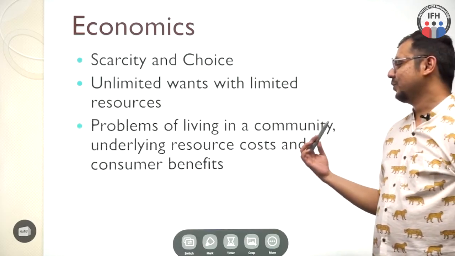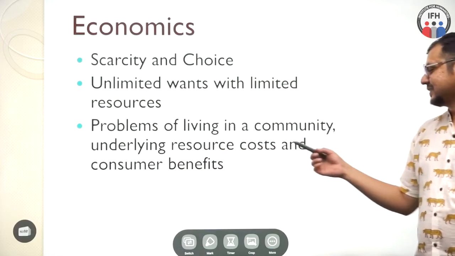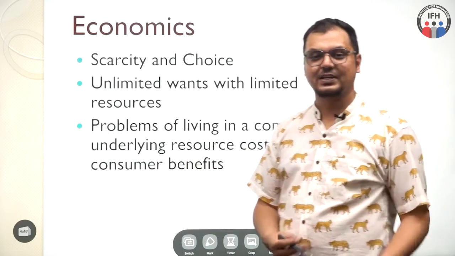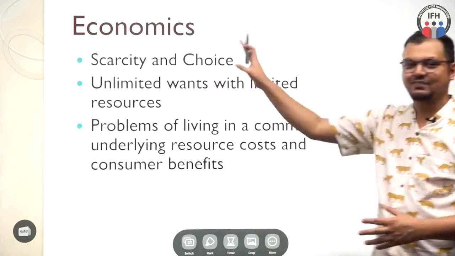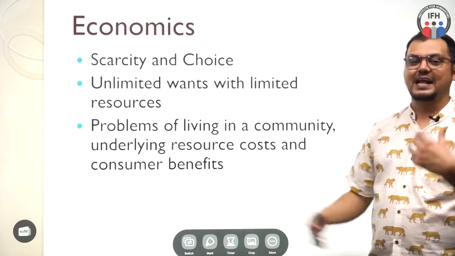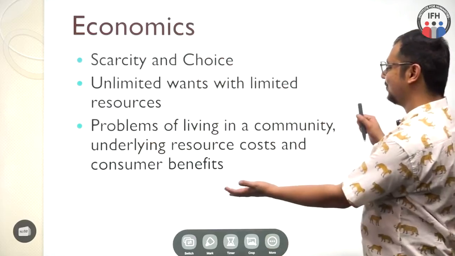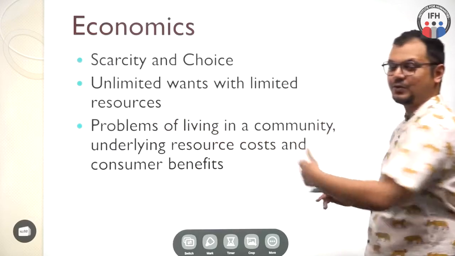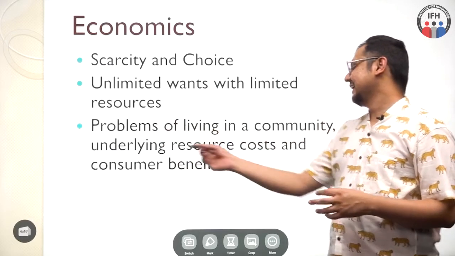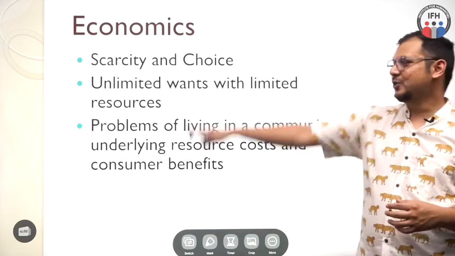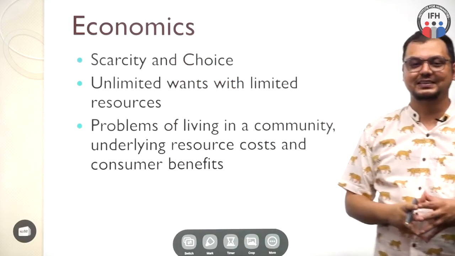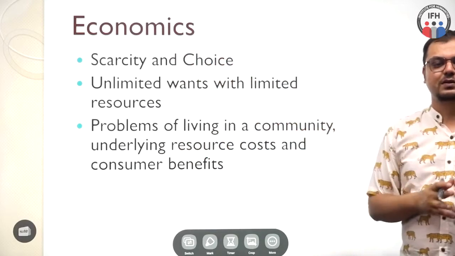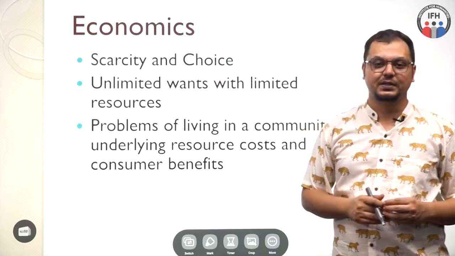Problems of living in a community, right? Underlying resource costs and consumer benefits. Now this is something I want you to apply yourself a little bit more, right? It's within these keywords and this understanding we've discussed till now. But I'm now extending the scope of economics to some more sentences. I'm saying it also involves, let's say, problems of living in a community, right? Essentially the underlying resource costs and consumer benefits. So how do you think this discussion that we've had about what economics entails can be extended to resolving these sort of issues, right? The answer actually lies in what we've already talked about. And this is where I want you to apply yourself a little bit.